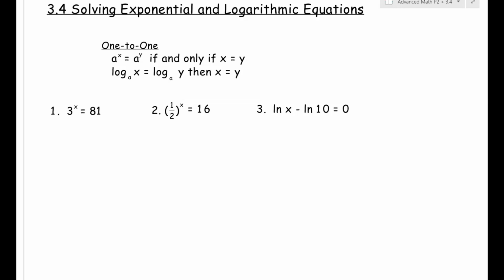We're gonna start this next section, 3-4. We're gonna discuss how to solve some exponential and logarithmic equations. I'll break this up into two lessons and two bookwork assignments, and wrap it up with some worksheets and things like that. Probably a week's worth of work here. Okay, so we're going to get started.